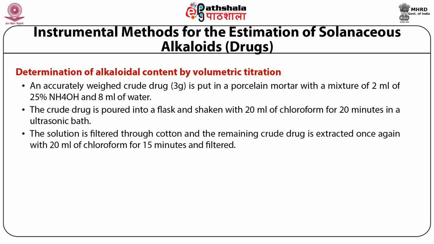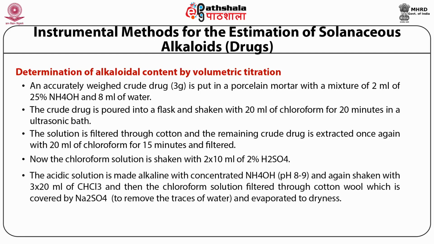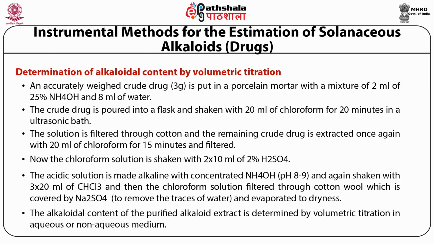The remaining 20 ml of chloroform is added and it is again filtered. Now the chloroform solution is shaken with 2 times 10 ml of 2% H2SO4. The acid solution is made alkaline with concentrated ammonium hydroxide, and it is then shaken with 20 ml of chloroform 3 times. Then it is filtered through cotton wool covered with sodium sulfate. This is done to remove the traces of water. The residue is evaporated to dryness. The alkaloidal content of the purified extract is determined by volumetric titration.